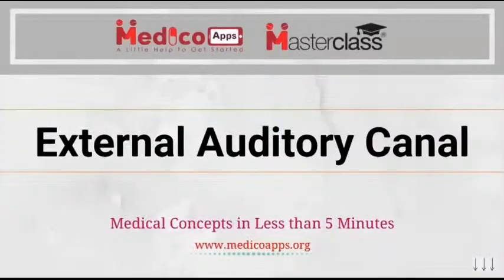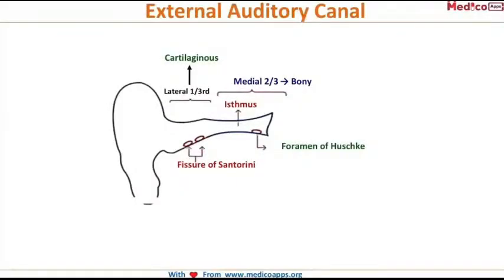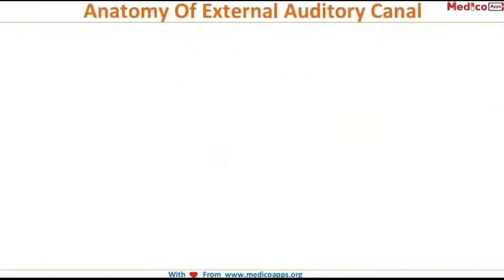Now let's proceed to the external auditory canal. Okay, so this is how the external auditory canal appears. The lateral 1/3 is cartilaginous and the medial 2/3 is bony. Okay, here is present the foramen of Huschke and here is the fissure of Santorini. Now let's understand in detail.